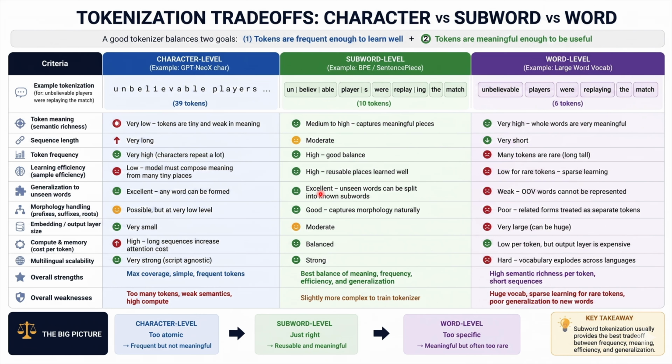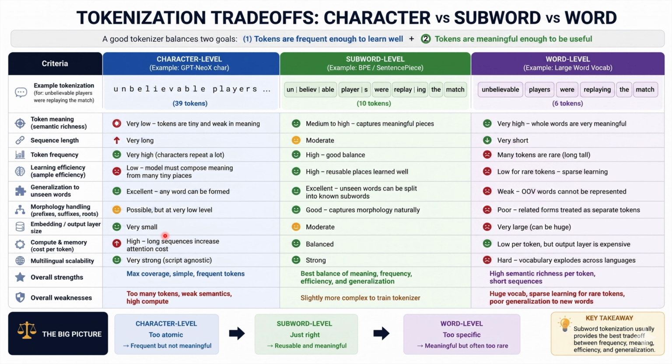Now, in the subword level, the generalization is excellent, specifically talking about the byte level BPE. It represents each word as byte sequences. Any word in any language can be represented in terms of bytes. That's why the generalization is excellent here. Now, morphology handling, as we discussed earlier about those suffixes, right? ing or ed. So it's possible, but at a very low level in character level, it is good in subword level, and here also it is poor.